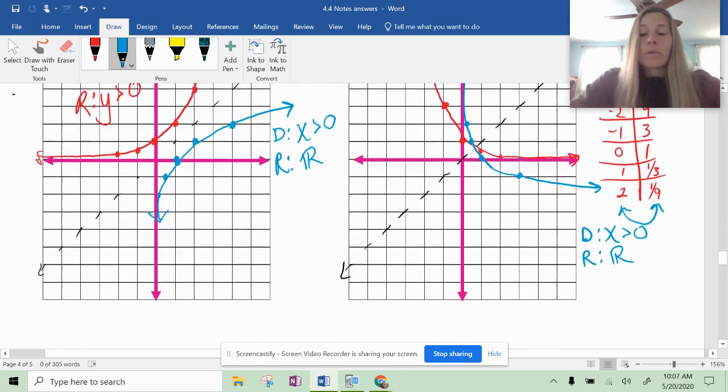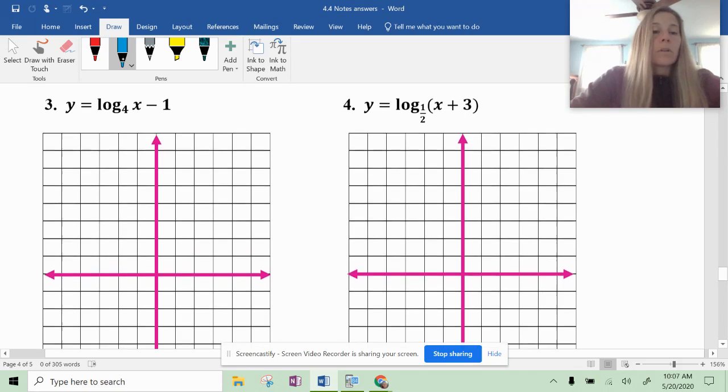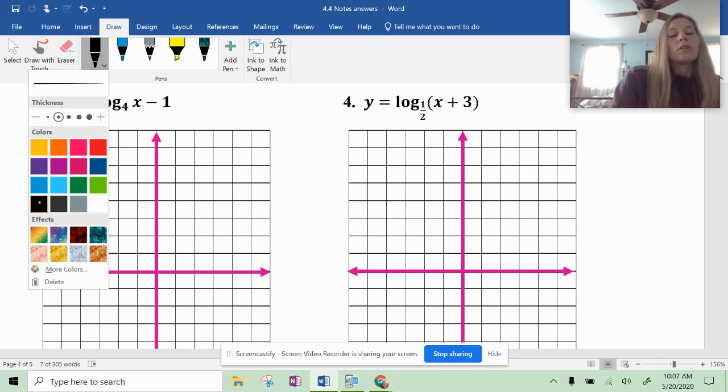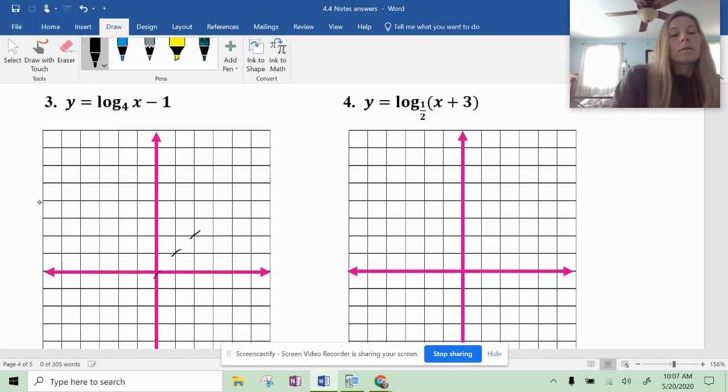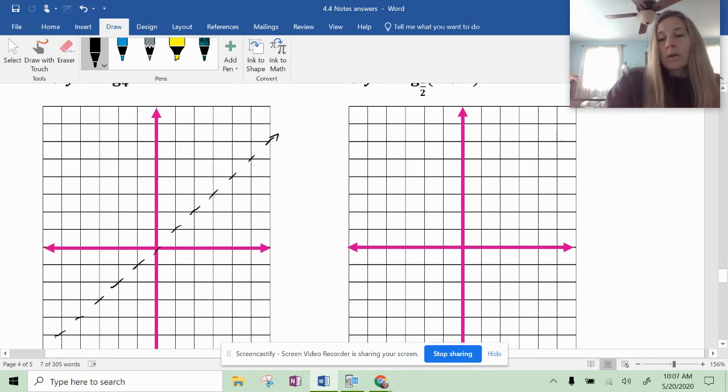All right, so let's go down to the bottom, and we're going to do 2 more. So first thing I'm going to do is I'm just going to go ahead and sketch that line of reflection on each of these. So that is just that basic linear equation of y equals x. Same thing for this one.